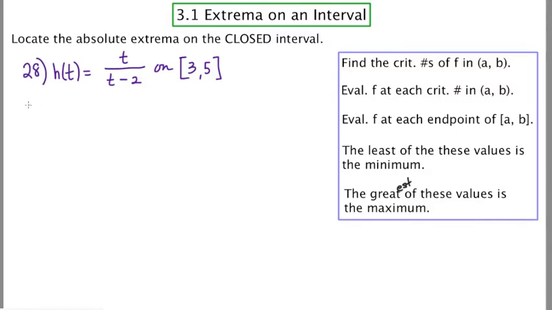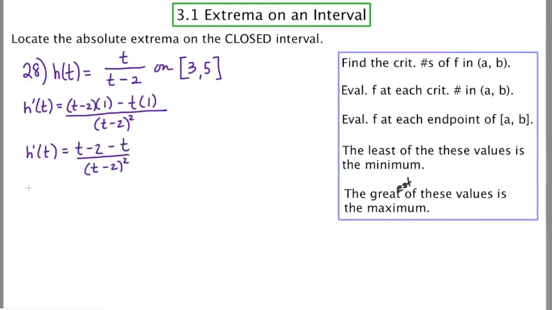The derivative of this, h prime of t, is going to be the bottom function times the derivative of the top function minus the top function times the derivative of the bottom function, all over the bottom function squared. Now I'll clean this up a little bit. We have something times 1 is itself. And finally, we have negative 2 over t minus 2 squared.